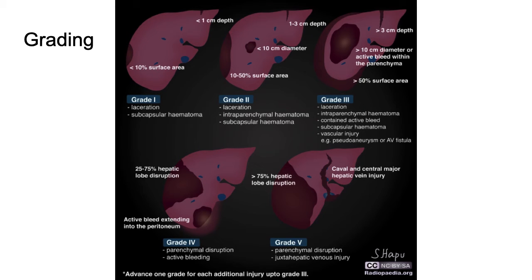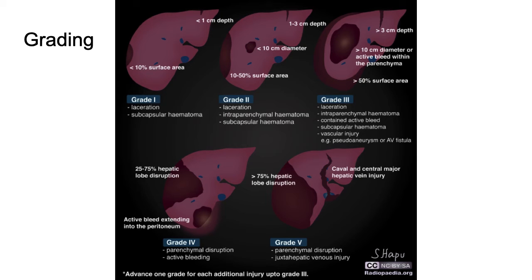Now onto grading. Grades 1, 2, and 3 are the most commonly seen on CT scan. And this diagram does a very good job of visualizing the liver as you would see it in a CT scan, so that you can make that kind of association.